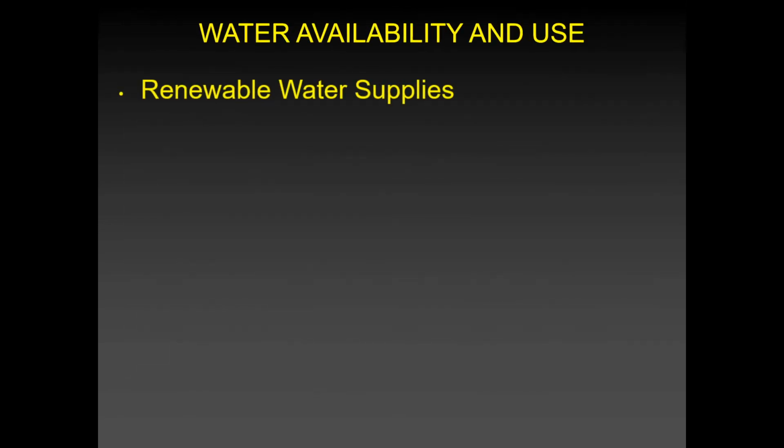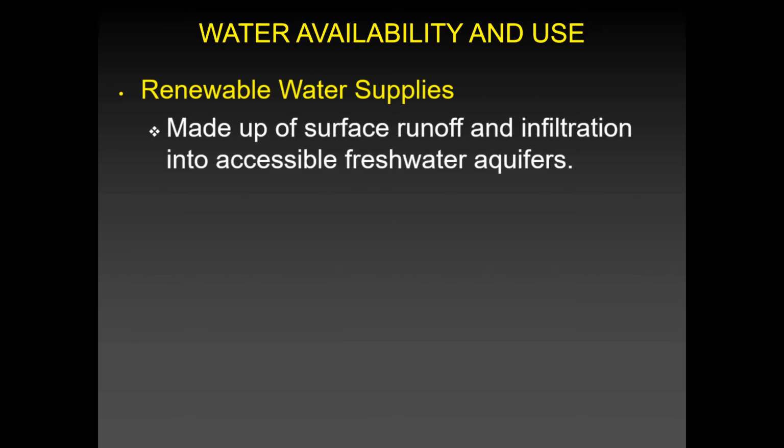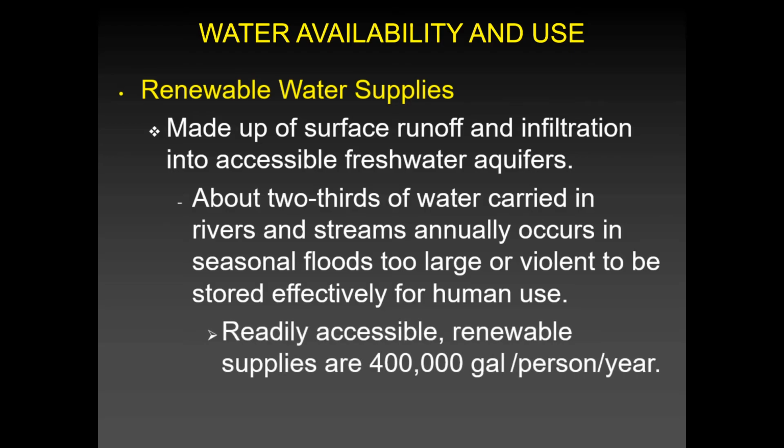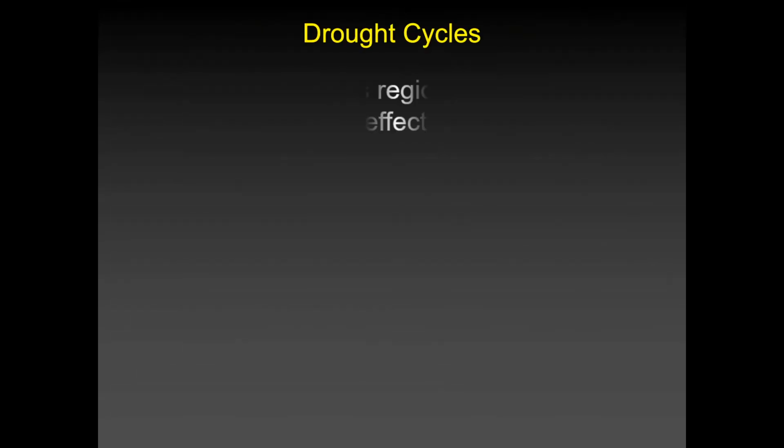So looking at water availability and use, renewable water supplies are made up of surface water or surface runoff and infiltration into accessible freshwater aquifers. About 2/3 of water carried in rivers and streams annually occurs in seasonal floods too large or violent to be stored effectively for human use. This is kind of key to why many places do not have hydroelectric services. Rapidly accessible and renewable supplies are about 400,000 gallons per person per year.